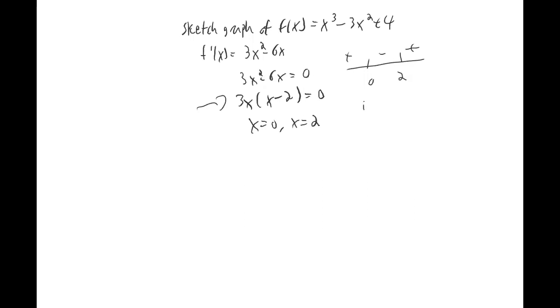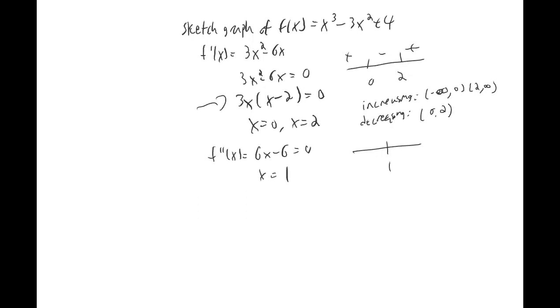So you see that from here, right? Where is it increasing? Negative infinity to 0 and 2 to infinity. Decreasing, 0 to 2. Similarly, you take the second derivative. 6x minus 6 is 0, so x equals 1. Before 1, the second derivative is negative; if you plug in 0, you get a negative number. Past 1, it's positive. So it's concave down from negative infinity to 1, concave up from 1 to infinity.